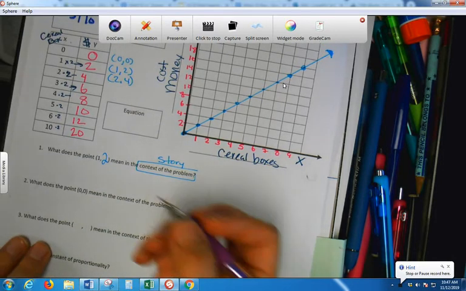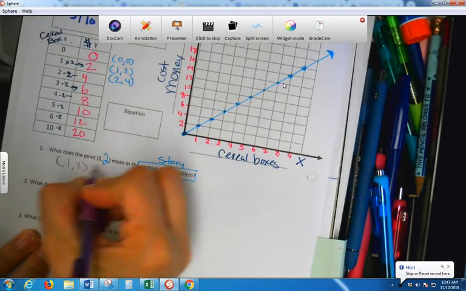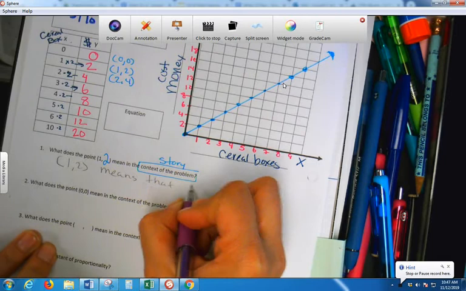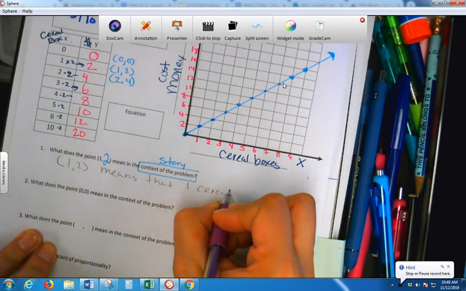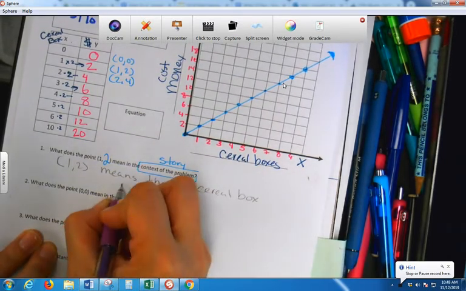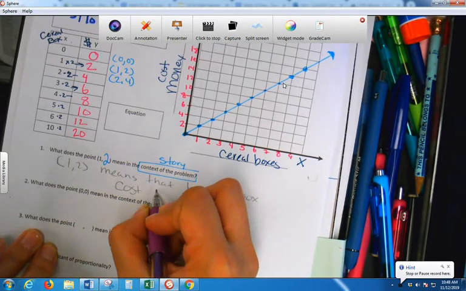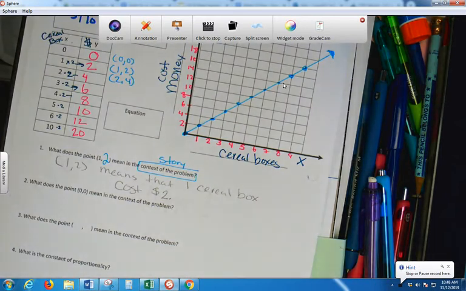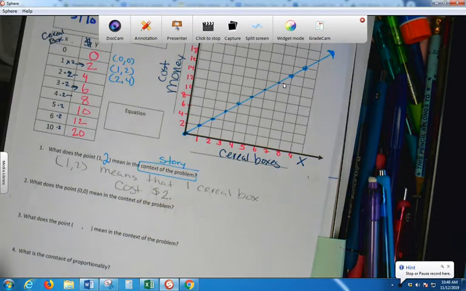So, (1, 2) means that 1 cereal box costs $2. So, (1, 2) means that 1 cereal box costs $2. That's what it means. Nothing too complicated.